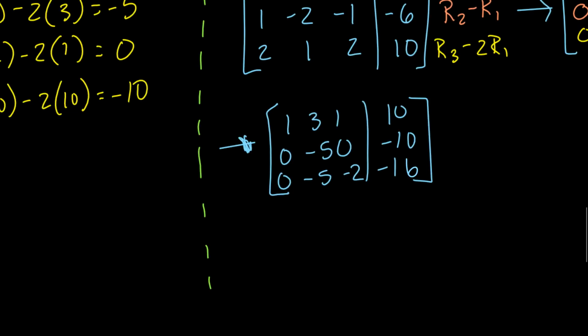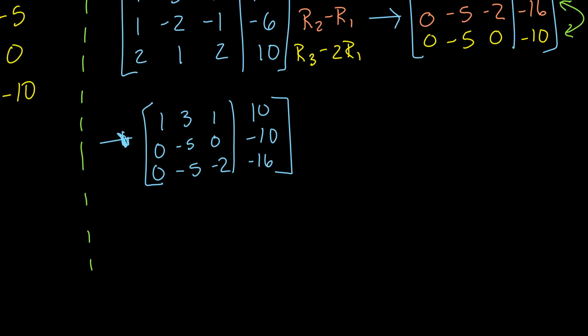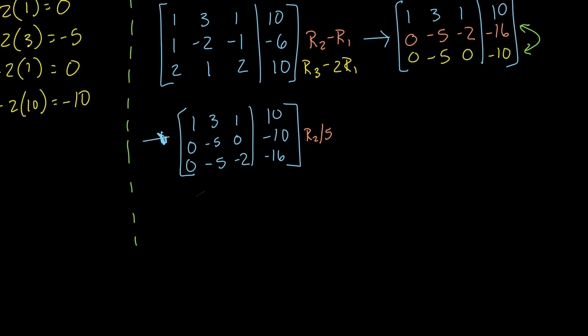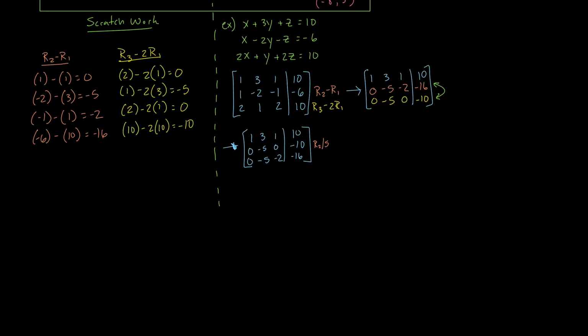What are we going to do to this negative 5 to make it a 1? So remember, when we're just trying to get 1s, we can divide and we can multiply. So what could I do to negative 5 to make it a 1? Divide by negative 5. So I'm going to divide everything by negative 5. Row 2 divided by negative 5.